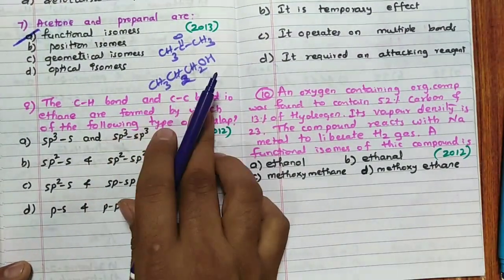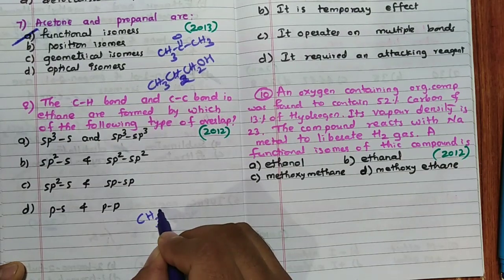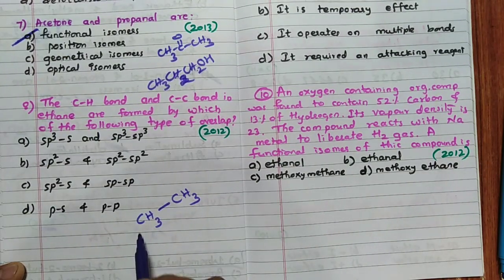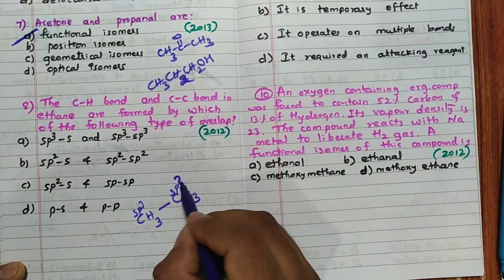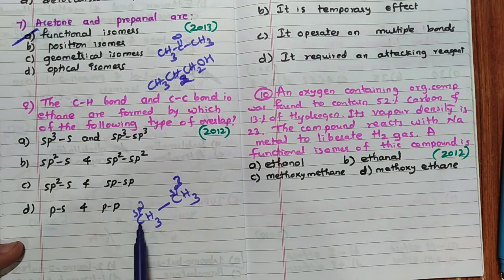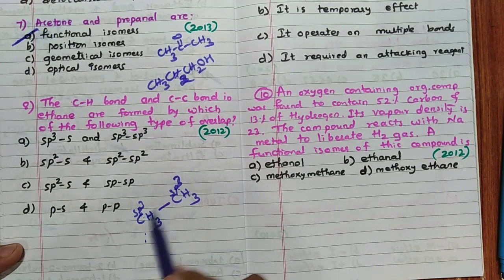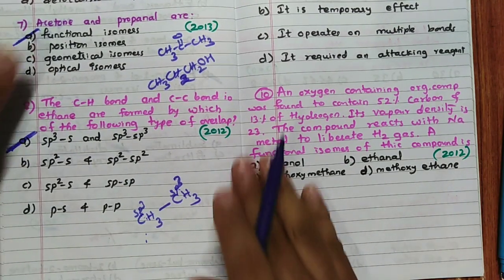Now, the CH bond and CC bond in ethane. Ethane is CH3, single bond, CH3. Now, in the CH bond, C is sp3, and this C is also sp3. Hydrogen has an s orbital, which does not have any hybridization, correct? So it is sp3-s in CH. The CC bond is sp3. So remember, the answer for this question is also A.